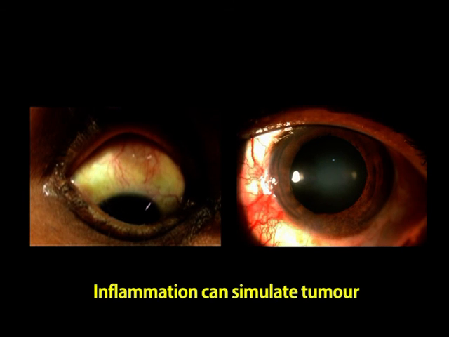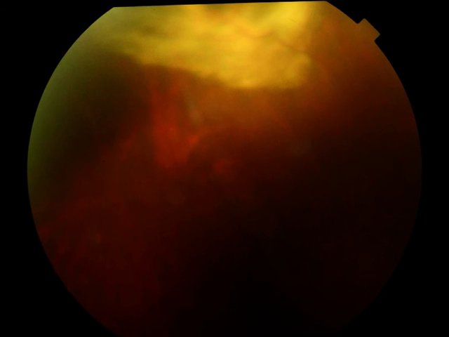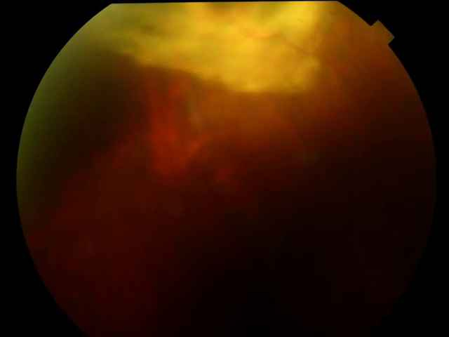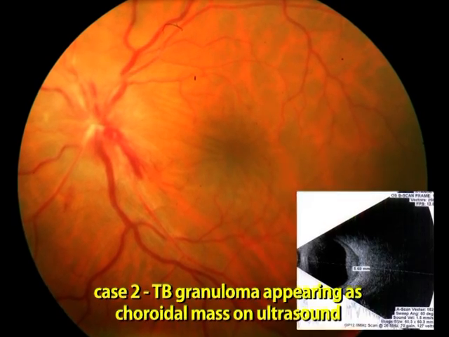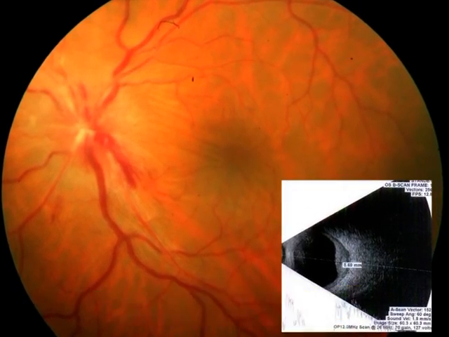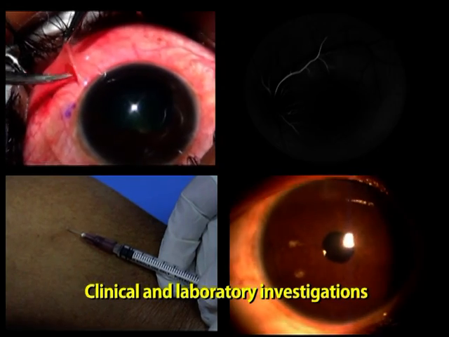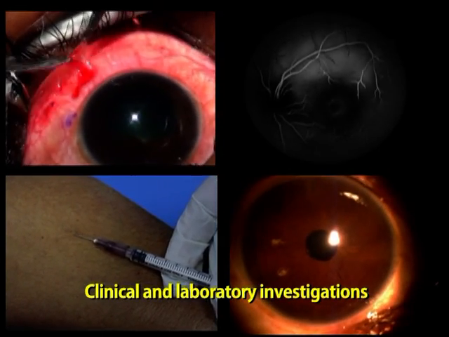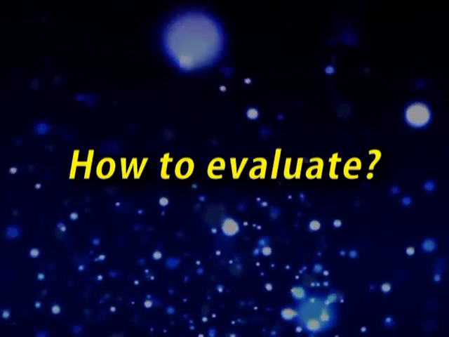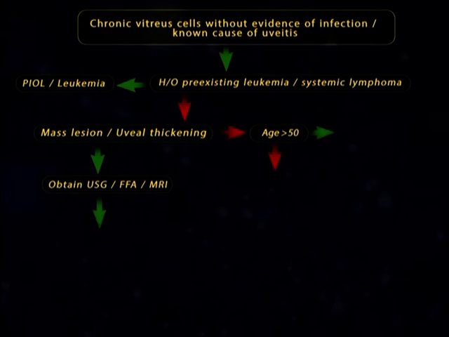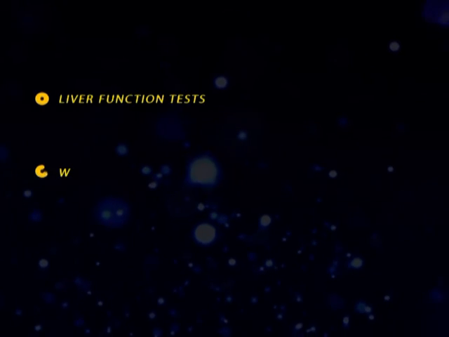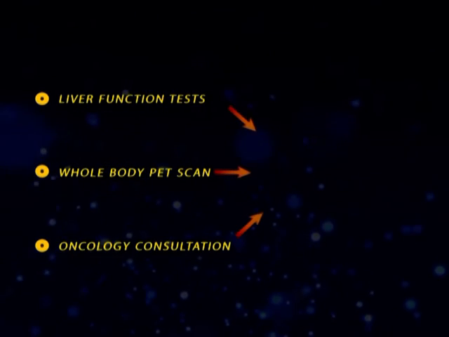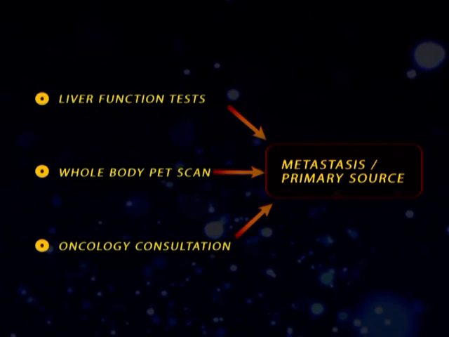Lesson learned. Both the cases showed us how an inflammatory lesion can simulate a tumor on imaging. Case 1 showed a choroiditis appearing as mass lesion on MRI, while Case 2 showed a tuberculous granuloma appearing as choroidal mass on ultrasound. Nevertheless, timely clinical and laboratory tests can aid in prompt diagnosis. How to evaluate? Following a standard working algorithm in routine practice will help in early diagnosis and management. Liver function, PET scan, oncological workup will be required for identification of the metastasis or the primary source.